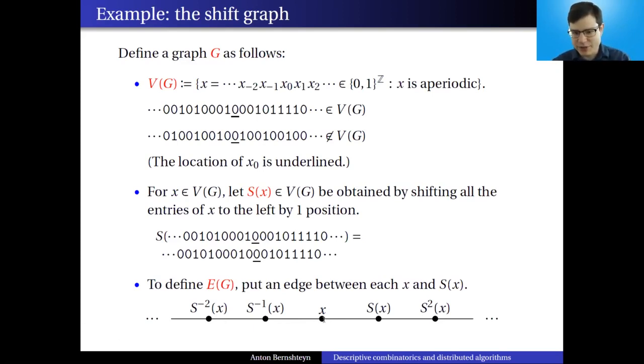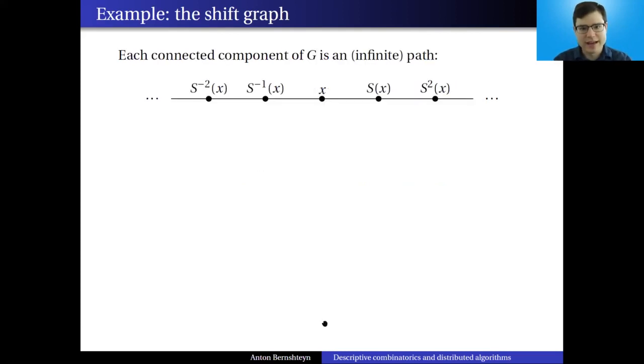And so the connected component containing x looks like a path that is infinite in both directions. So that's what I just said. Each connected component of this graph is an infinite path. Again, this is because I'm only focusing on aperiodic sequences.